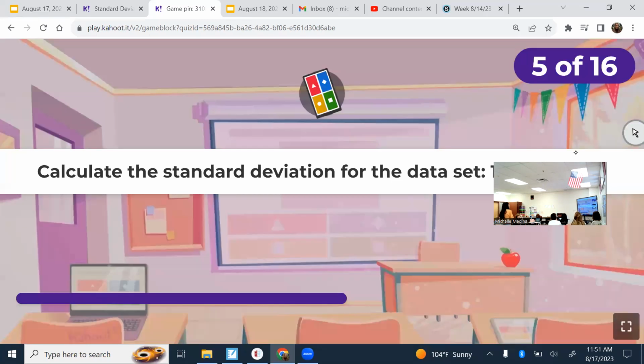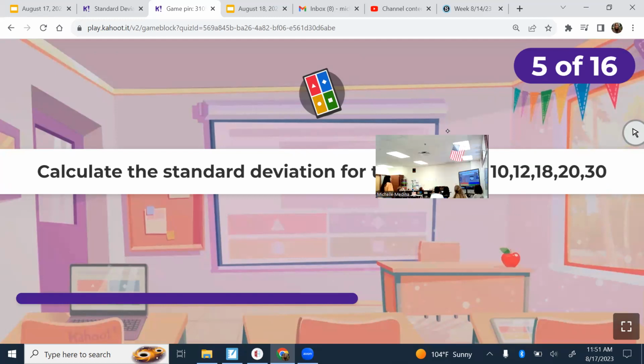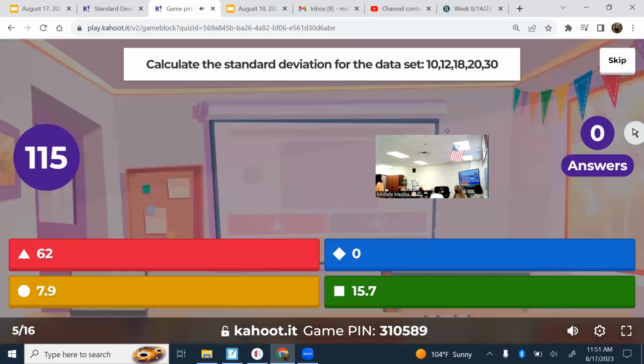Calculate the standard deviation for the data set. And the only way that you would know, unless you remember it from a prior year, which I doubt it, is with that graphing calculator. And you have about 2 minutes to do it, so you have enough time. The data set is 10, 12, 18, 20, and 30.